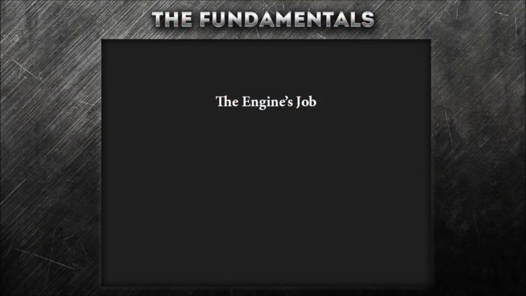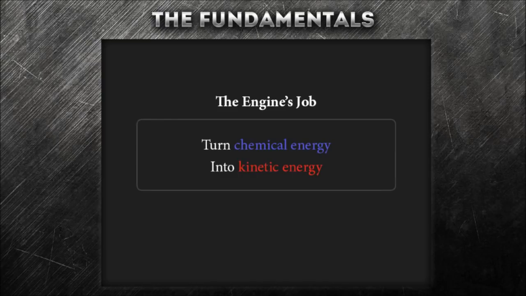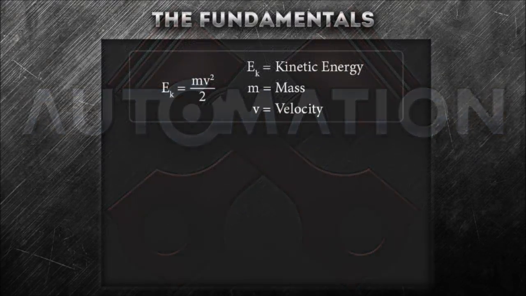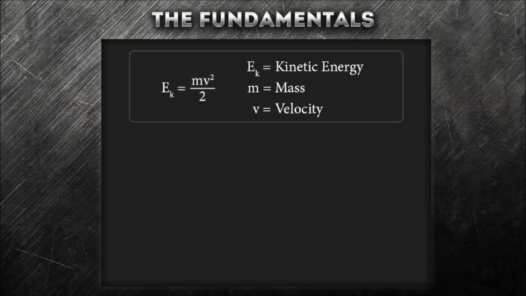The job of a combustion engine in the car is simple: to turn chemical energy into kinetic energy, to turn fuel into movement. First, we need to establish the very basics. Kinetic energy is what determines an object's velocity or speed. It is calculated by multiplying the mass of the object with the square of its velocity and dividing by 2. Notice that because of the squared velocity, adding speed at low speeds requires very little energy, but a lot of energy is needed when the object is moving fast already.